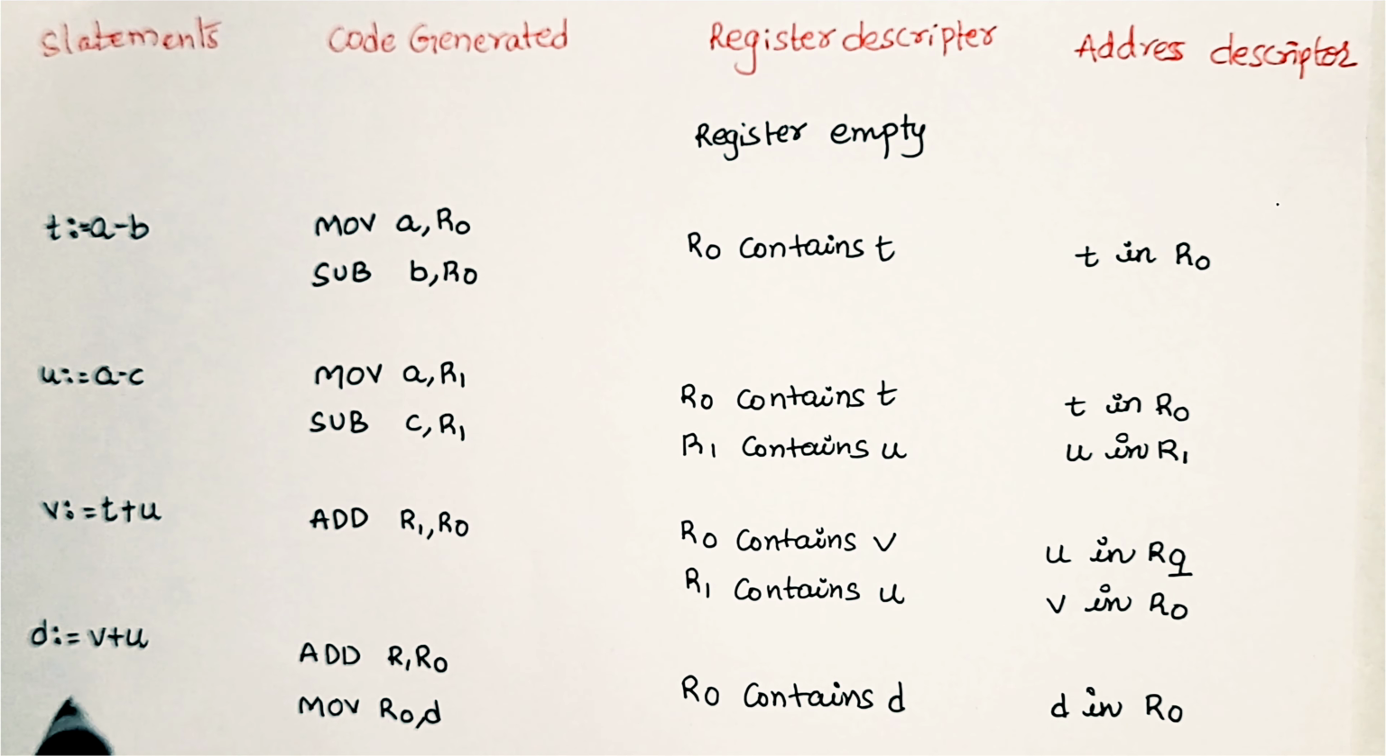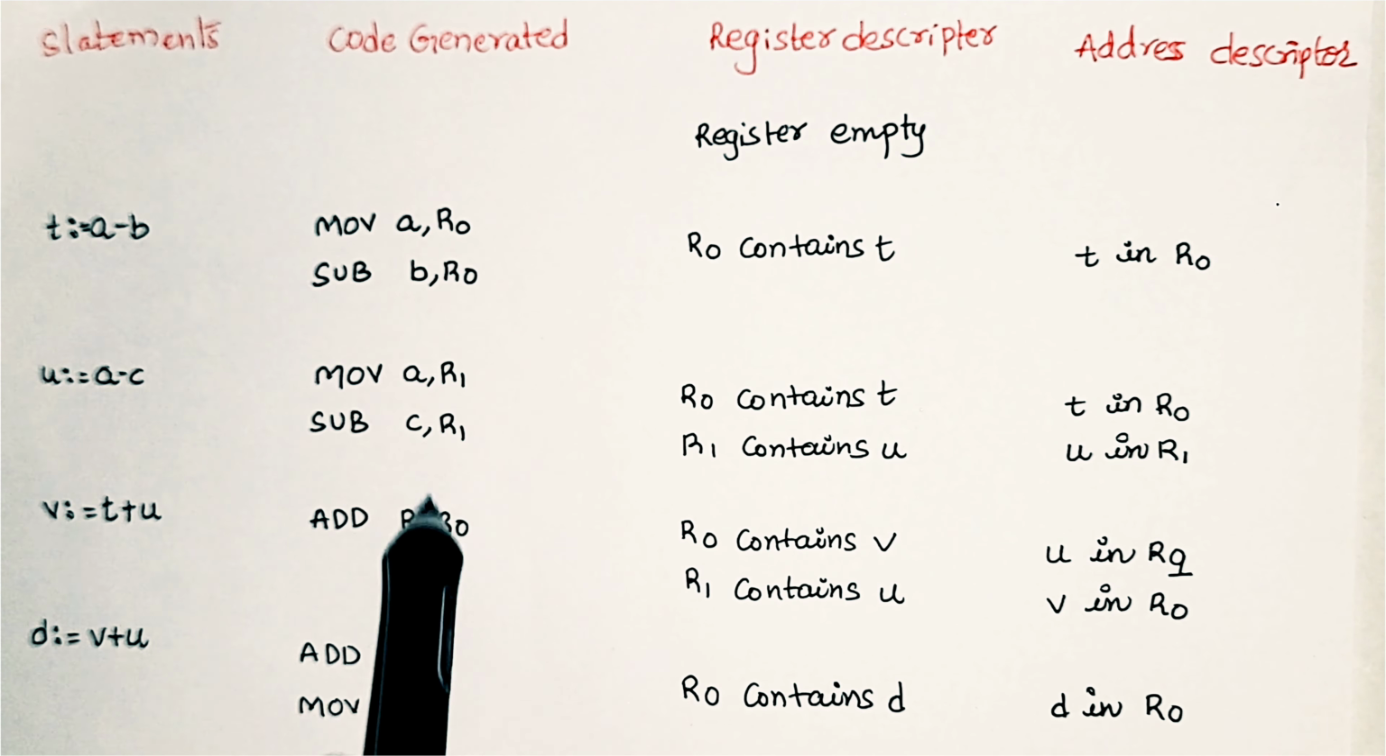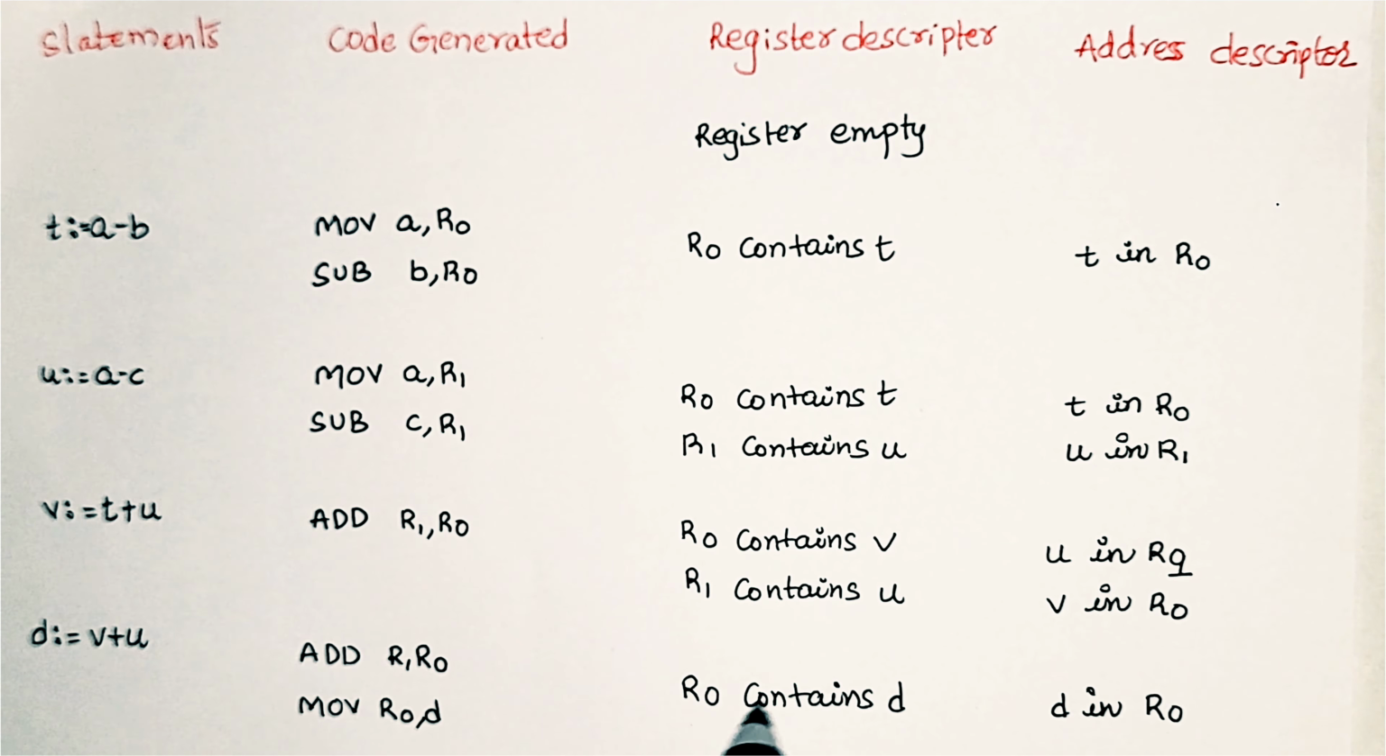The last one is d is equal to v plus u. How to add v plus u? These two, friends. V is in r0 and u is in r1, so add r1 comma r0. These two results, v plus u, are in r0 and r1. So finally r0 contains d. Yes, r0 contains d, so d is in r0.